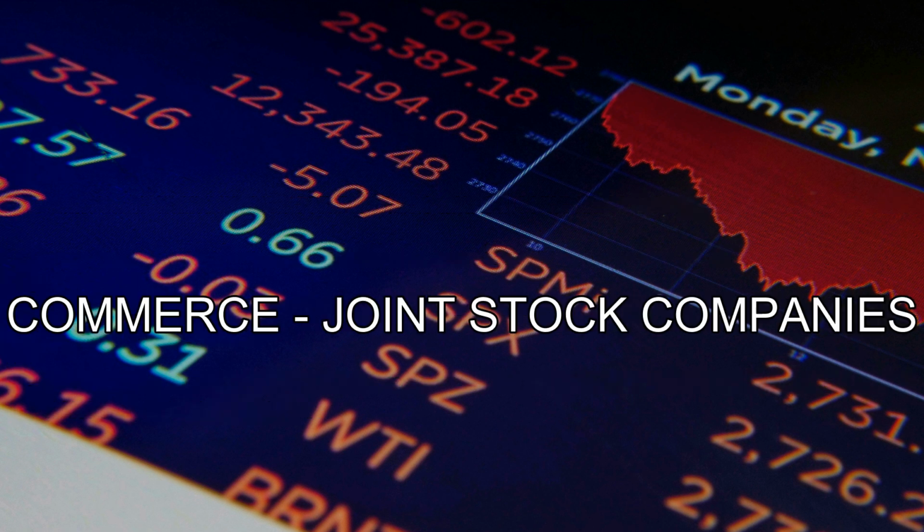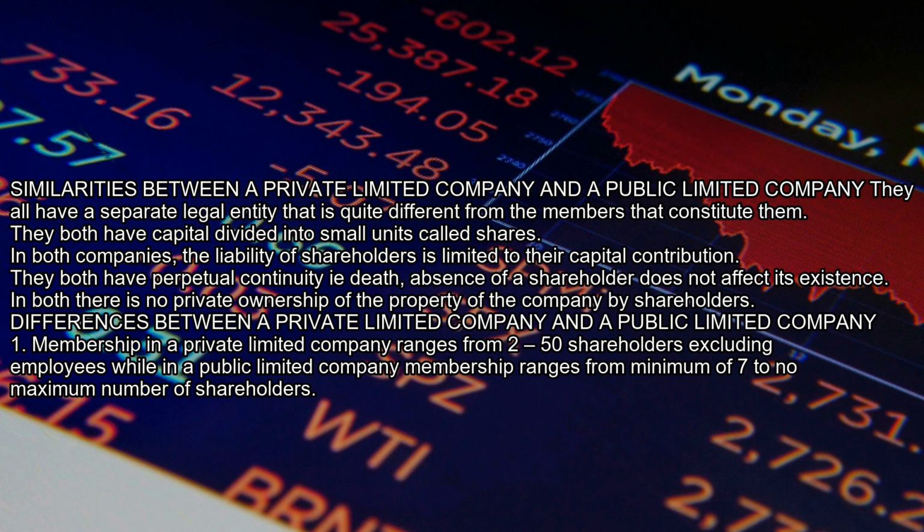Commerce joint stock companies. Similarities between a private limited company and a public limited company. They all have a separate legal entity that is quite different from the members that constitute them. They both have capital divided into small units called shares. In both companies, the liability of shareholders is limited to their capital contribution. They both have perpetual continuity, i.e. death or absence of a shareholder does not affect its existence. In both there is no private ownership of the property of the company by shareholders.